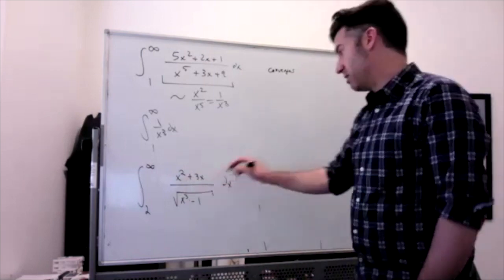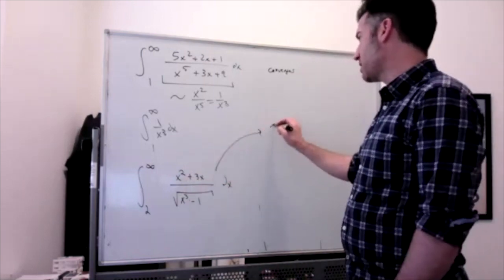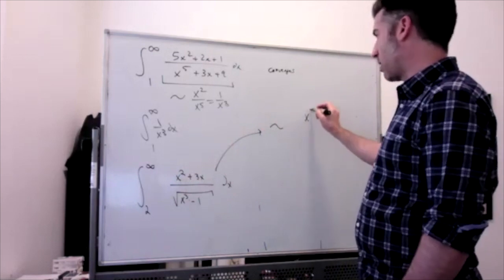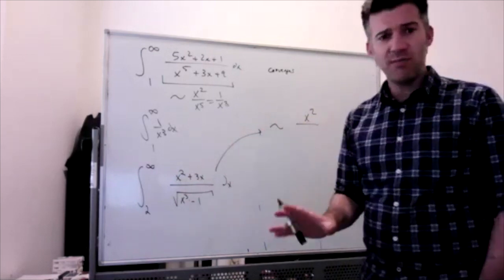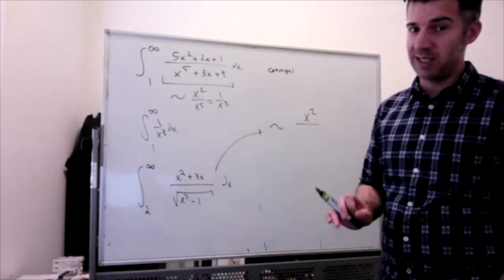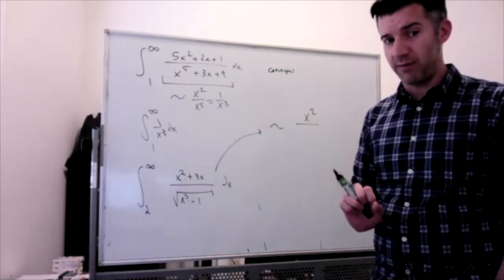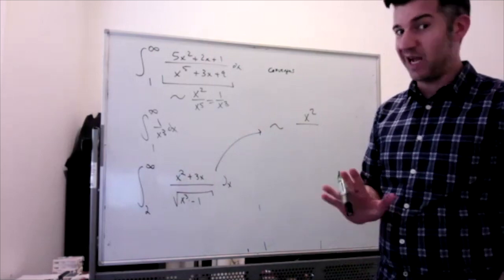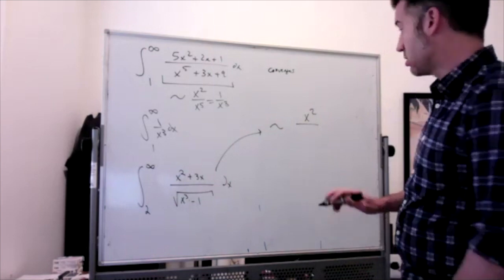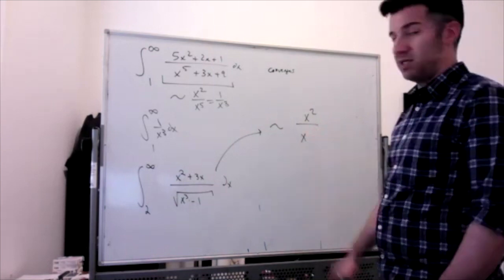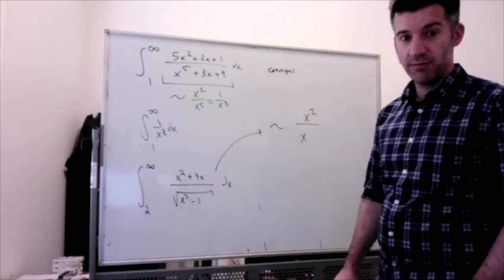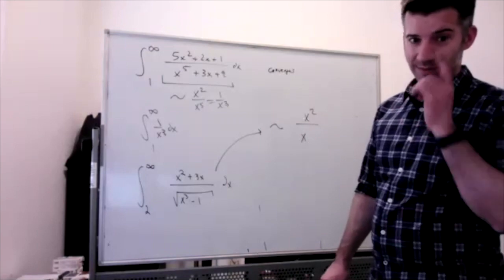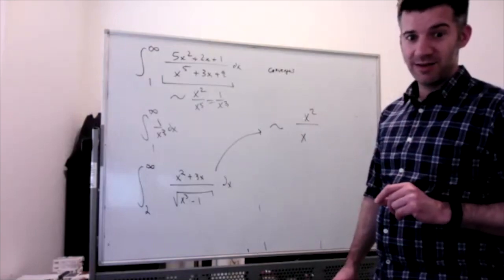I can say this is essentially acting like x squared on top. And what's the biggest power of x on the bottom? It might not be super straightforwardly obvious. It's not x cubed. It's x to the what? Would it be x to the 3 halves?